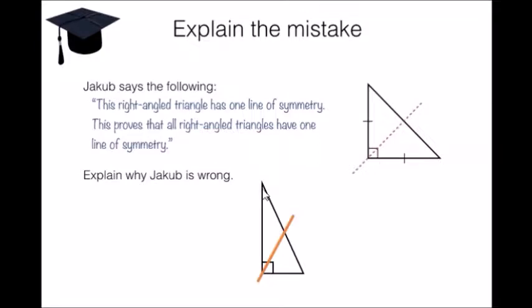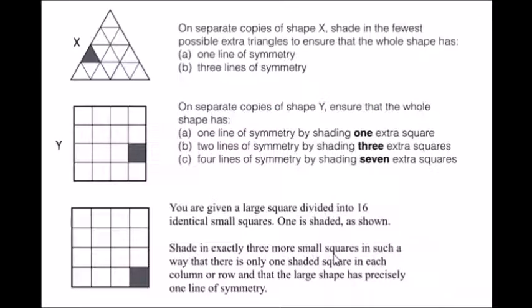And we've already shown that no matter which corner we go from now, the length either side of the line of symmetry is going to be different. Therefore, we can't do a line of symmetry in this right angle triangle at all. It actually has no lines of symmetry.